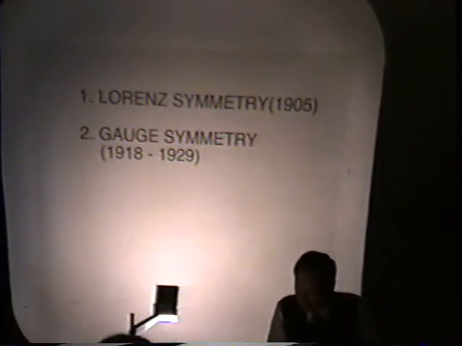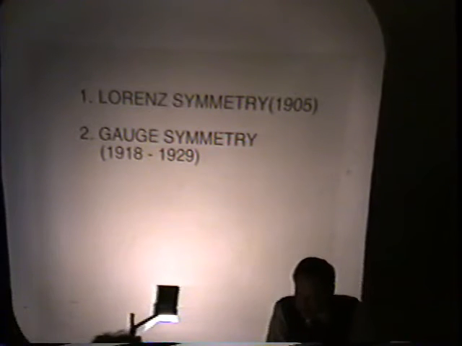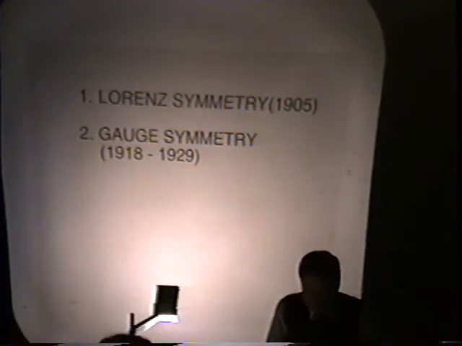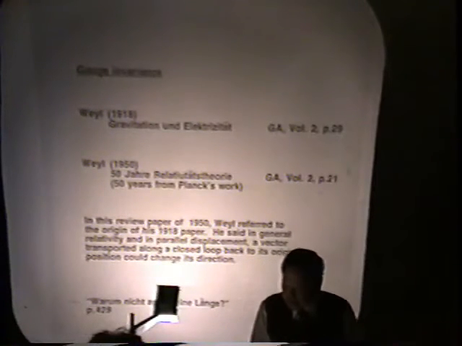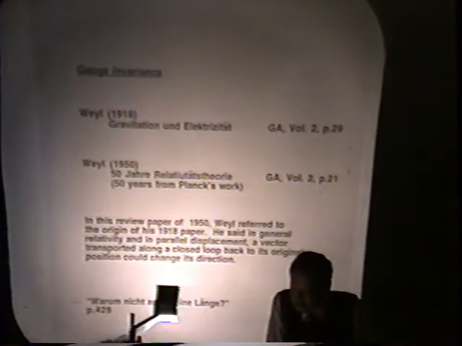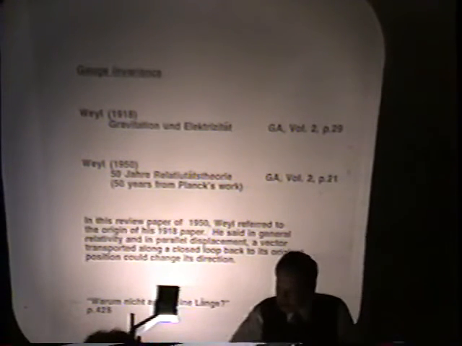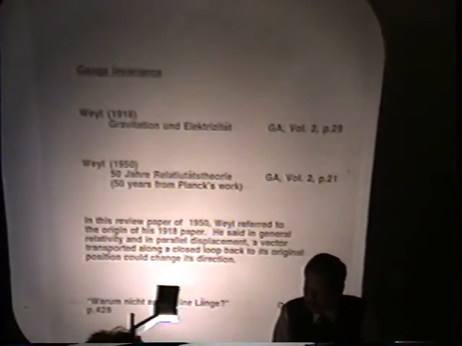There's a misspelling here. The second symmetry of Maxwell's equations, which was pointed out through the years 1918 to 1929, was due to Hermann Weyl. And we'll come to that now. Hermann Weyl introduced the gauge invariance in 1918. He wrote 3 papers in the year 1918, the most important of which was this paper, Gravitation and Electricity, which is now collected in his collected works, volume 2.